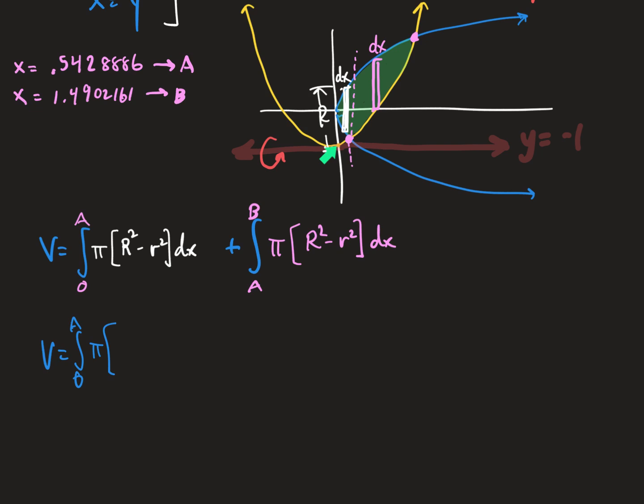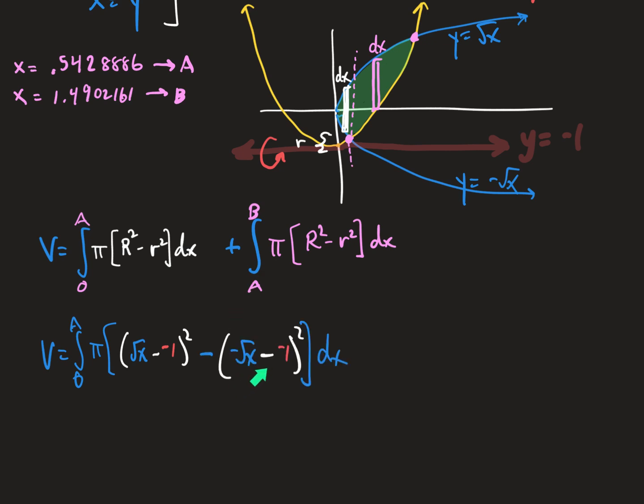So for this representative rectangle, the outside radius, the big radius, will be the distance from this blue point to the red line. So we just subtract this y value minus that y value. So radical x minus -1. Now we need to subtract the inner washer's radius, which is the distance from that y value to this y value, and this y value is -√x. All right, this is the volume of the entire washer before x equals a.